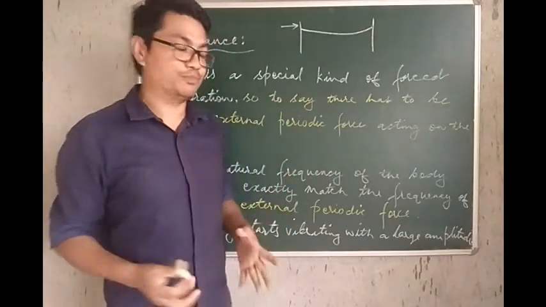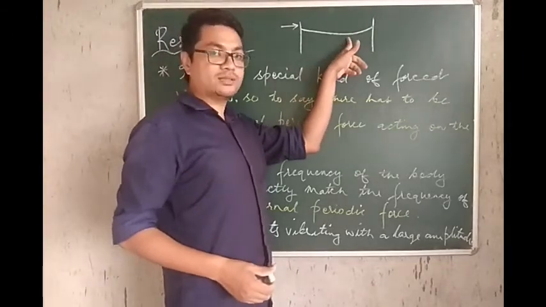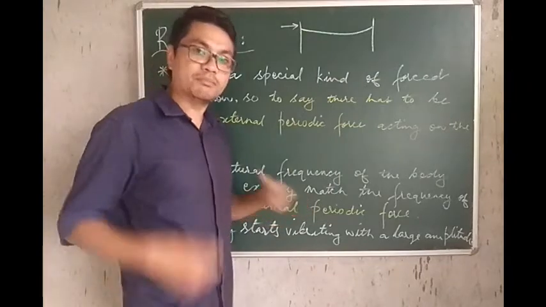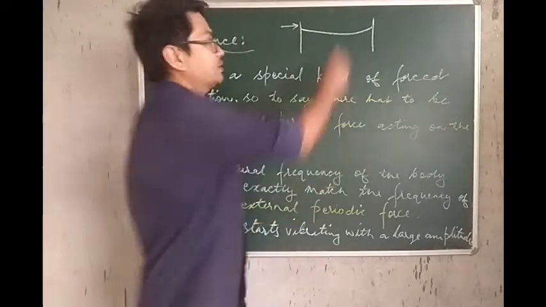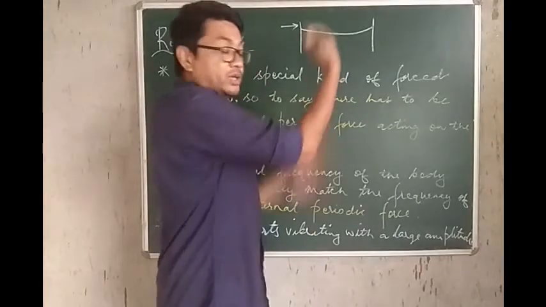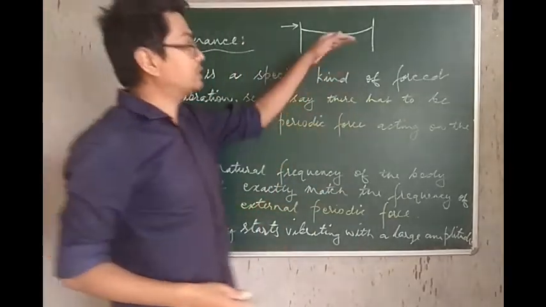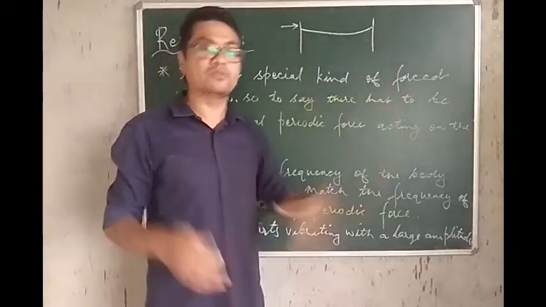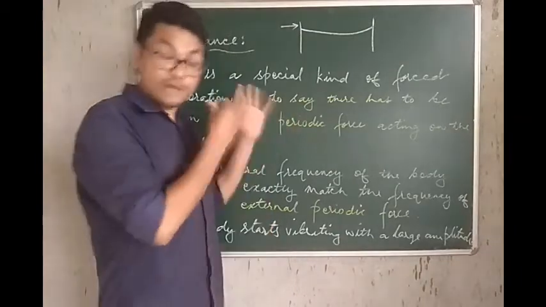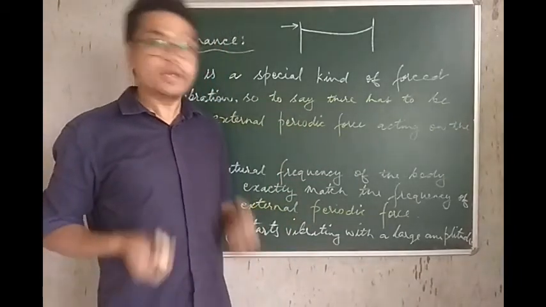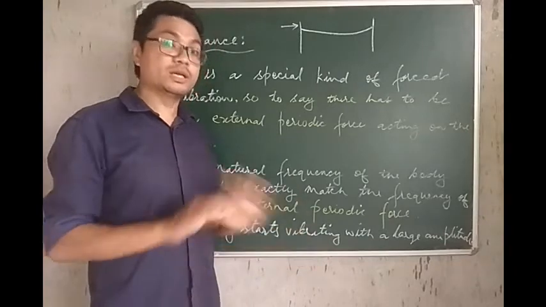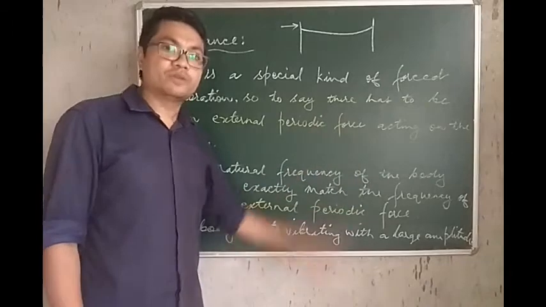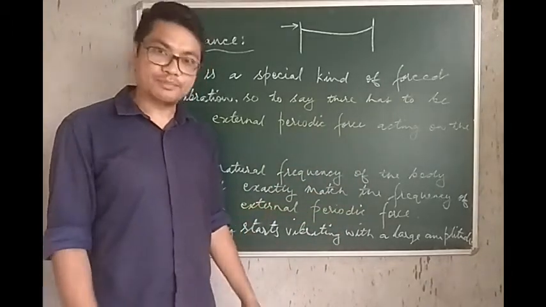Now, if it so happens that the natural frequency of the suspension bridge matches the frequency with which the army men are marching, the suspension bridge will undergo resonance. Therefore, it will vibrate with a larger amplitude, and there is also a chance of the bridge collapsing because of resonance. Remember, this is what happens in resonance: if the natural frequency of the body matches the frequency of the external periodic force, the body undergoes very large vibrations, or vibrations of large amplitude.